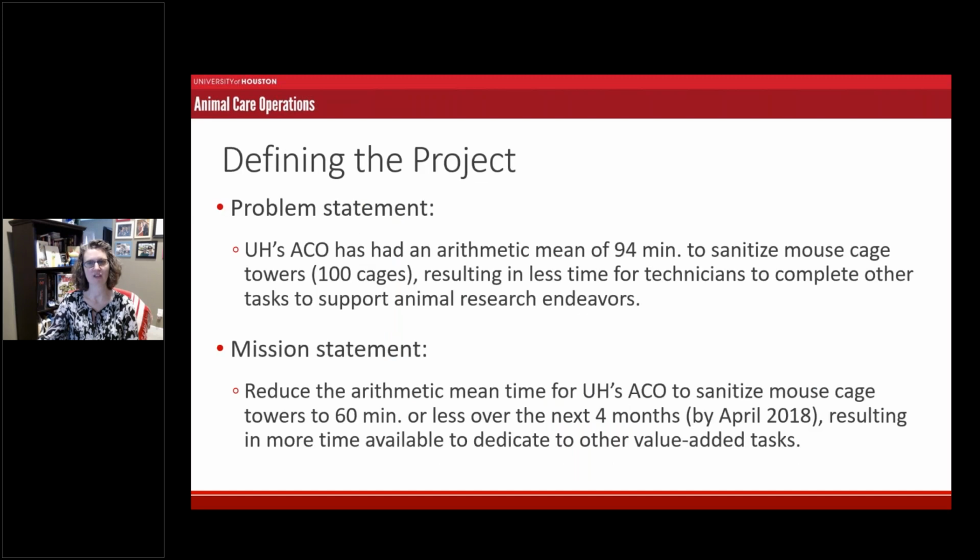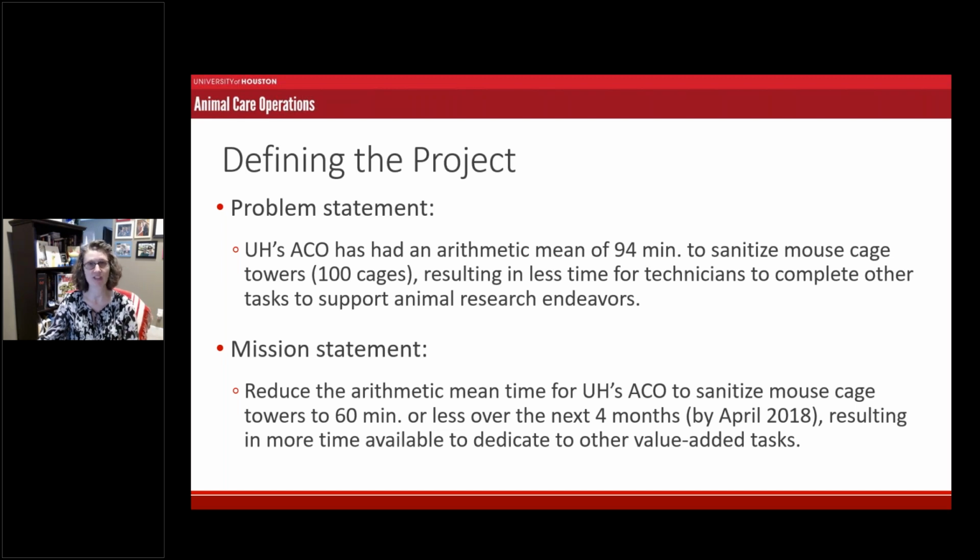All right, so with that information, we can then go in to do a very clear definition of what this project is about and set a very clear goal for that. In this case, our University of Houston animal care operations had an average of 94 minutes to sanitize those mouse cage towers, each being 100 cages. And this resulted in less time that those technicians had to complete other tasks that would support their animal care research endeavors. Now, the idea here is that a lot of us have more tasks to get done than we have time. So one way to overcome that challenge is to see how we can be more efficient with the tasks that we have to do.